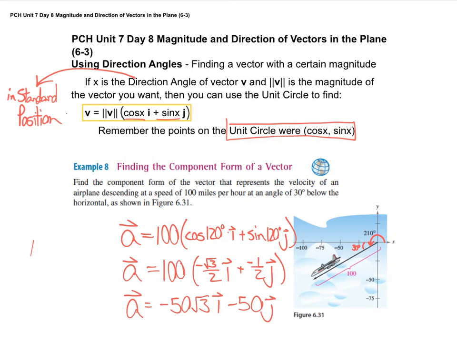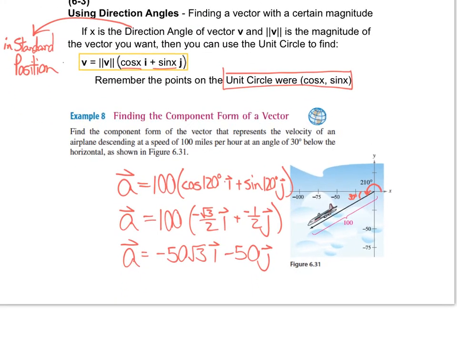Okay? Again, that's an ij unit vector notation. We could write it in component form as well, which would be negative 50 root 3, negative 50. Okay? So that's how our airplane is traveling.